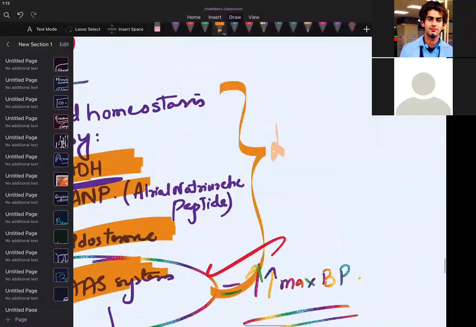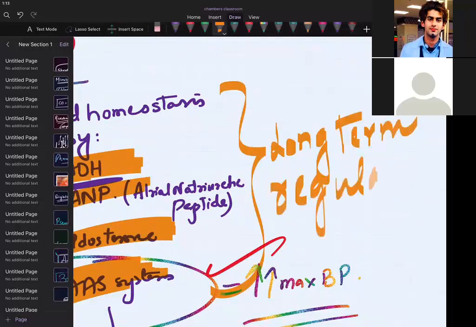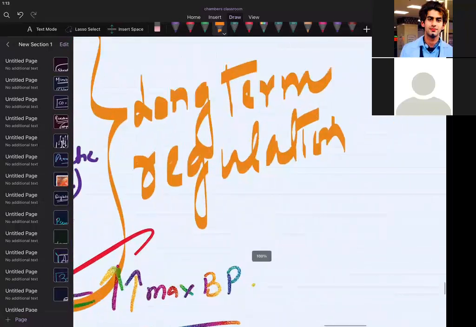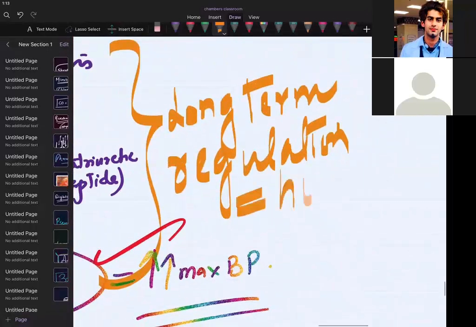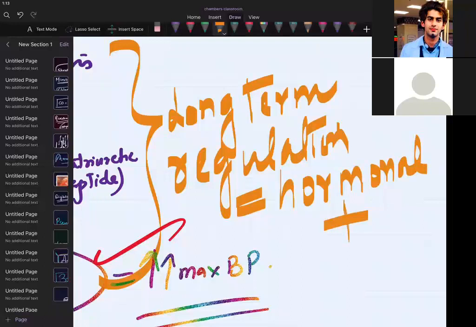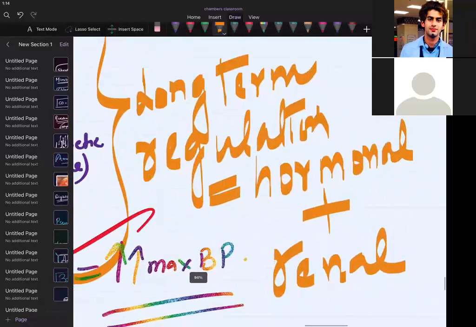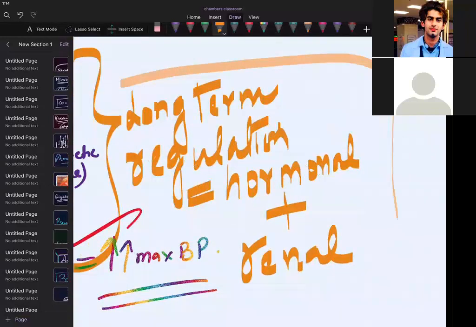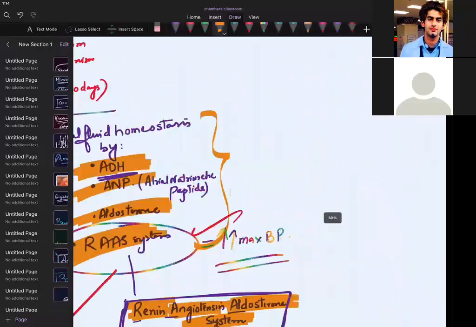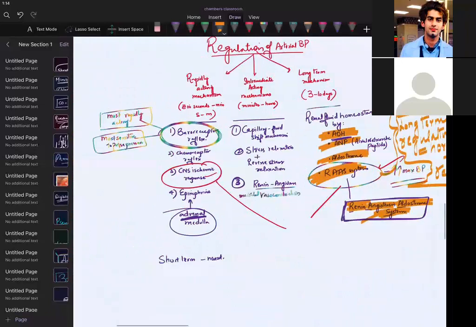Long-term regulation is hormonal plus renal. I'm using different strokes to write, okay? I loved calligraphy, really. Hormonal and renal, best design for you, so that you remember. So short term is neural.